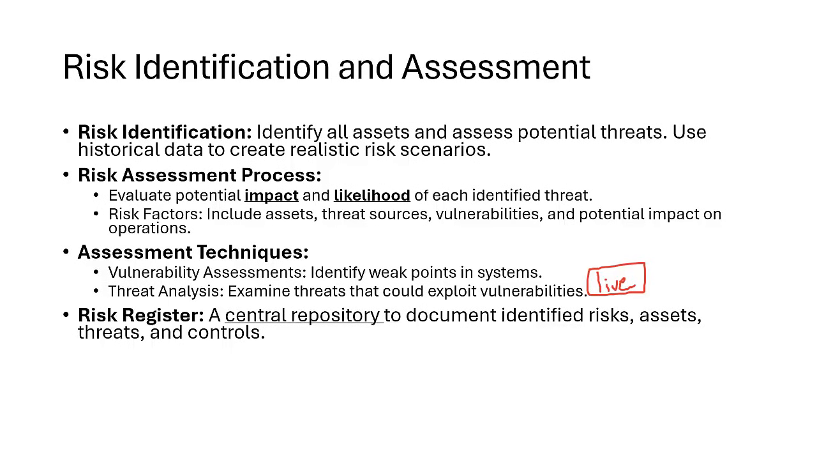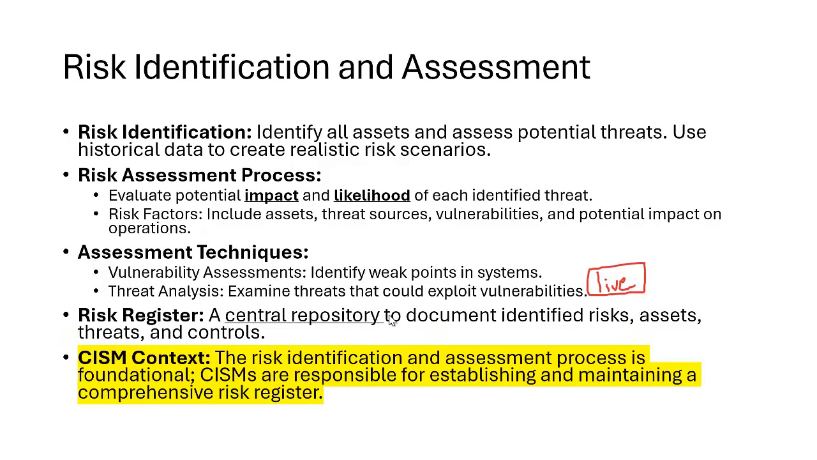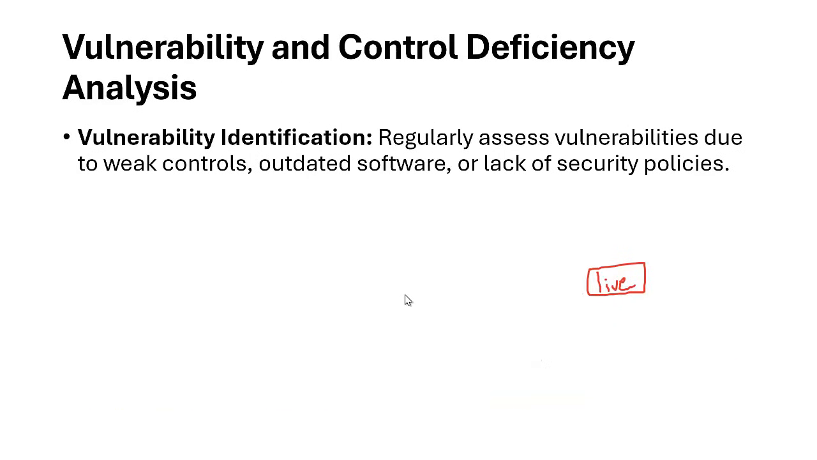So the risk identification stage itself is very critical, because the risk identification and assessment process is the foundation, and the CISM is responsible for establishing and maintaining a comprehensive risk register. It's a live document which maintains and documents all the risks, and all departments see that risk register and take unified decisions. Now, vulnerability and control deficiency. In risk identification, we are identifying assets and vulnerabilities, so vulnerability identification is very important. We have to regularly assess vulnerabilities due to weak controls, outdated software, and lack of security policies.